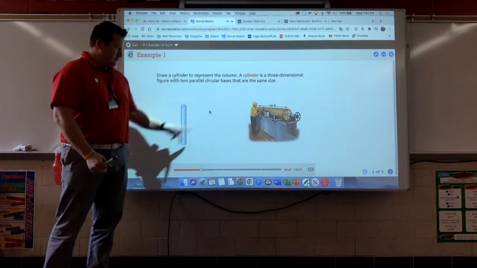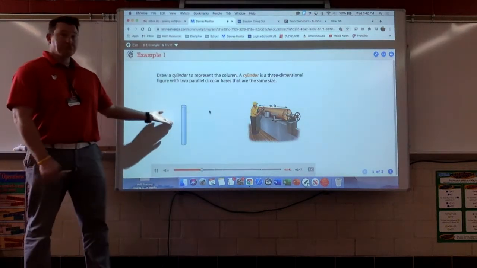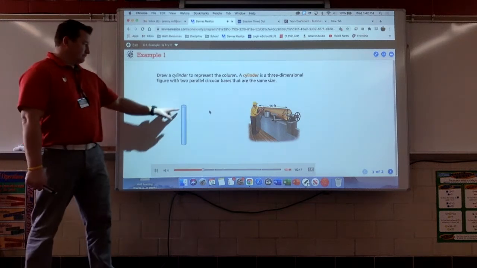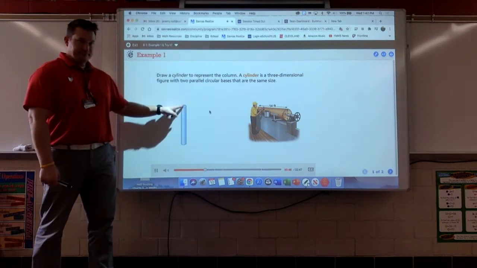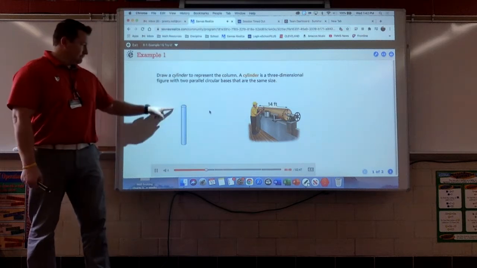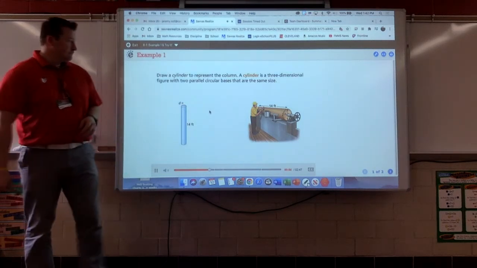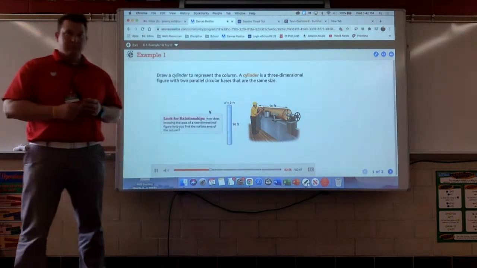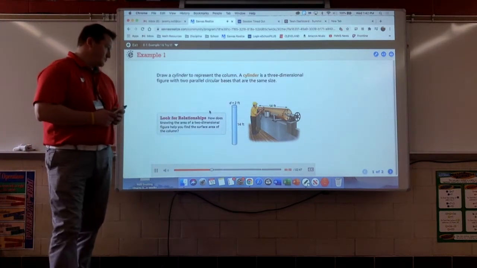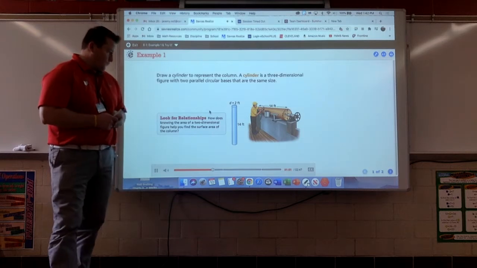A cylinder is a three-dimensional figure with two parallel circular bases that are the same size. This cylinder's height is 14 feet, and the diameter of each of its two circular bases is 2 feet. How does knowing the area of a two-dimensional figure help you find the surface area of the column?